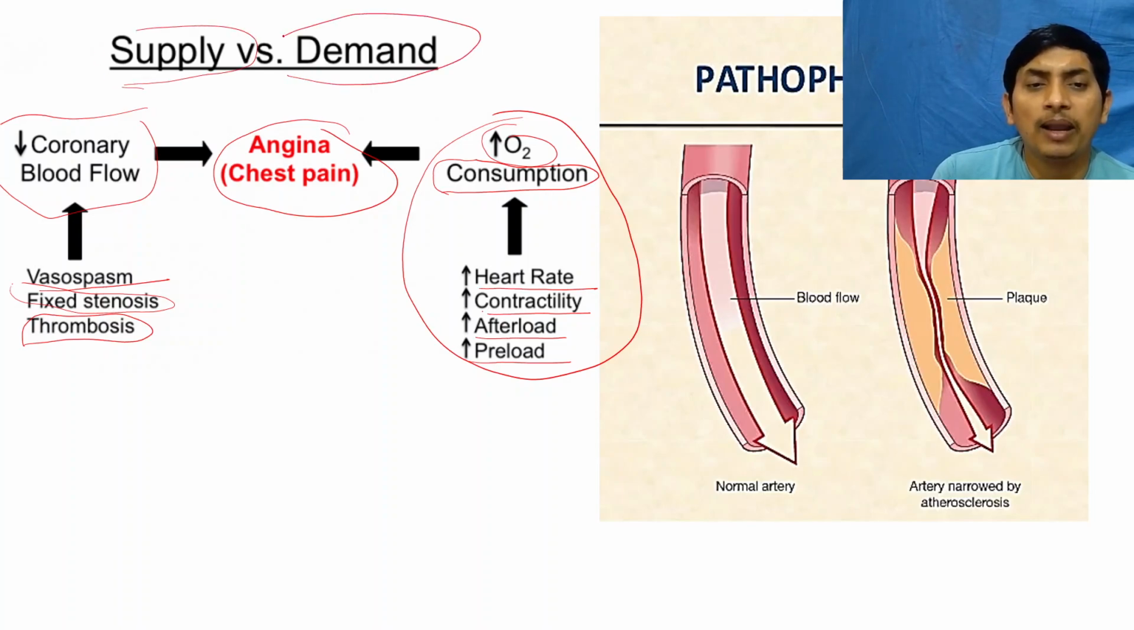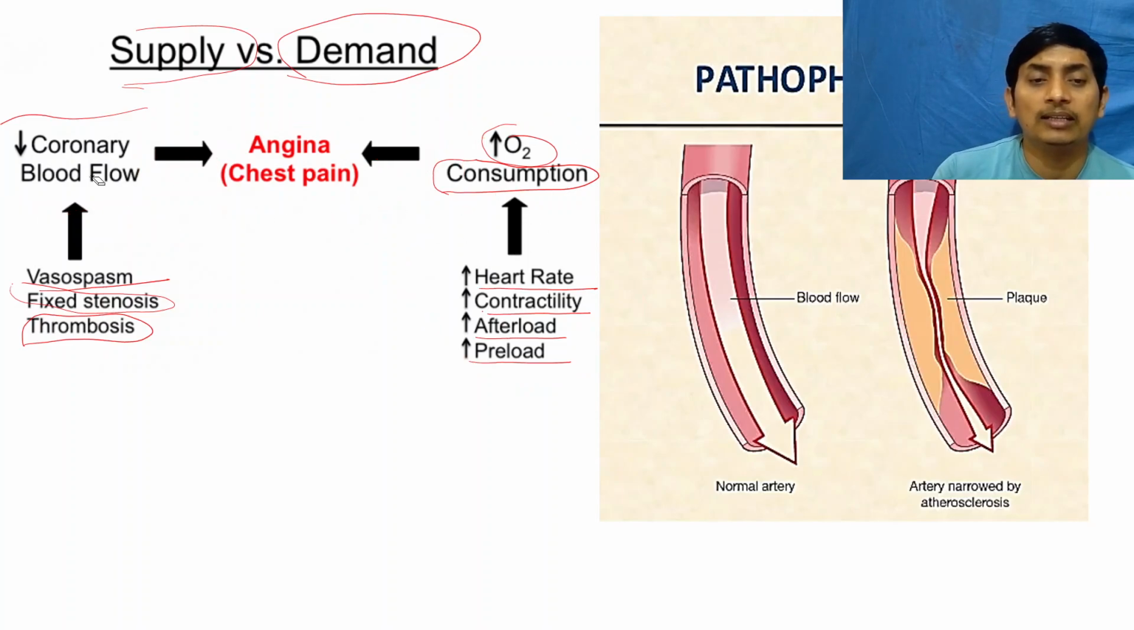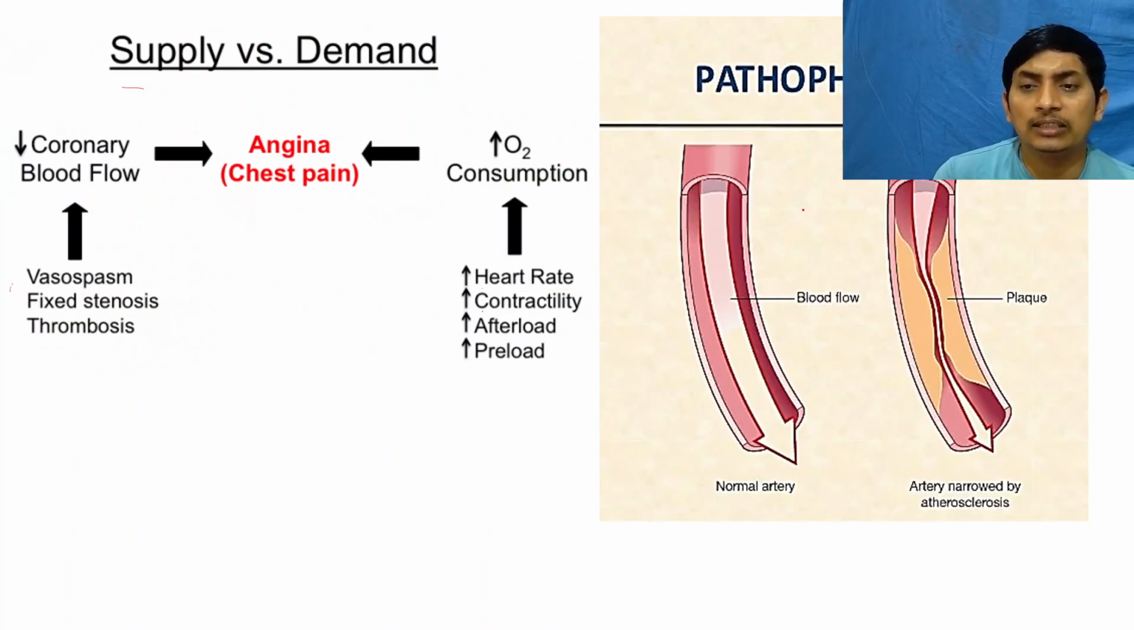In angina, supply and demand are totally imbalanced. You can see supply is decreasing and demand is increasing. If there is an imbalance in demand and supply, then patients suffer from angina, which is called chest pain. This is called pathophysiology.